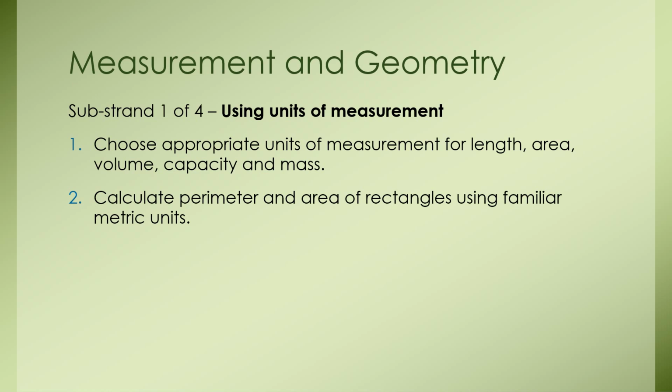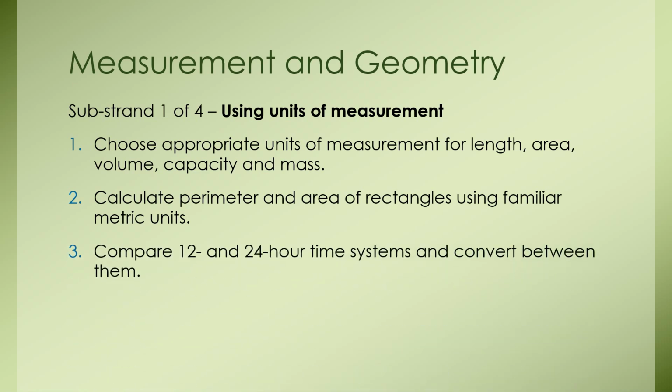Fairly easy, I guess. Perimeter is just adding the numbers, 4 numbers around the outside, and the area of the rectangles will just be multiplying the value of the short side of the rectangle by the value of the long side of the rectangle. Comparing 12 and 24-hour time systems and converting accurately between them.